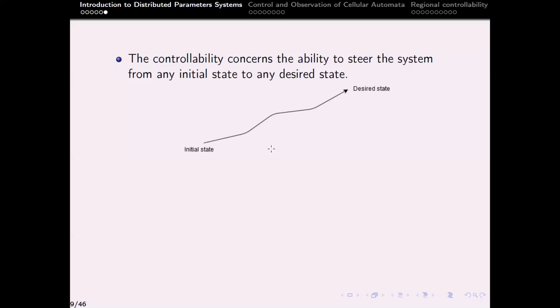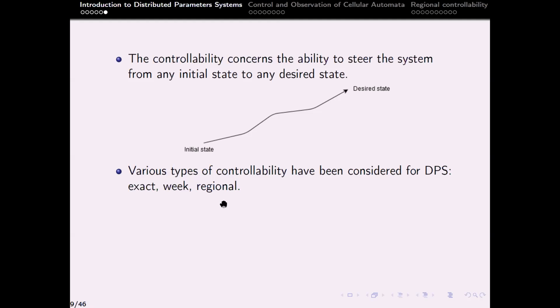Controllability, just to recall, concerns the ability to steer a system from any initial state to any desired state. Of course, these states should be in some suitable spaces. For continuous systems, for DPS, we are dealing with Hilbert spaces and so on. But for cellular automata, things are very, very different. And there are many types of controllability. We have global controllability, exact controllability, and weak controllability, when we can achieve only a state which is in some region near the desired state.